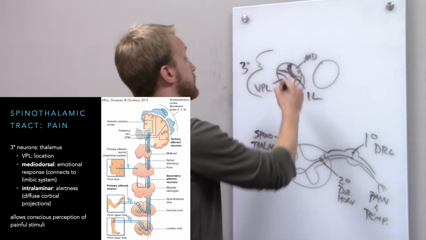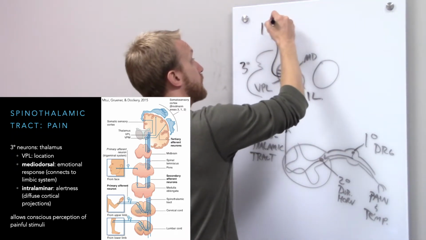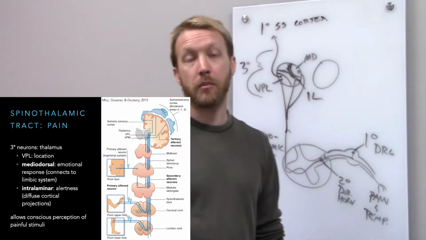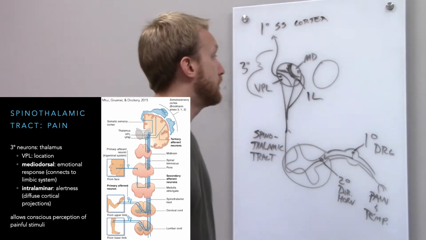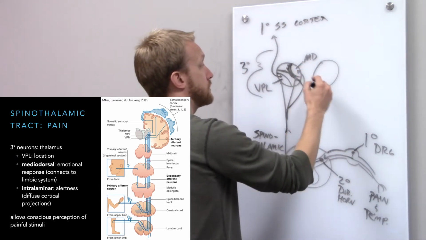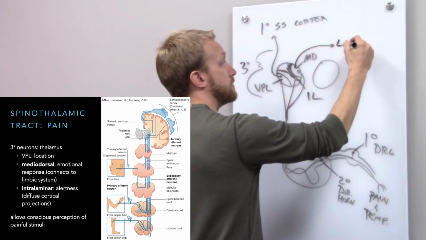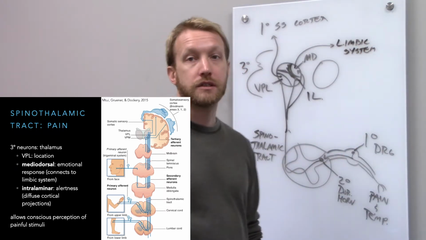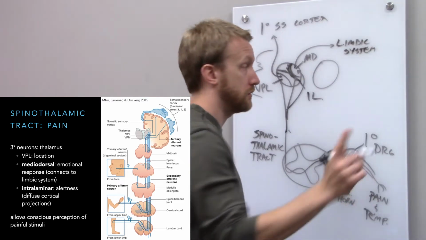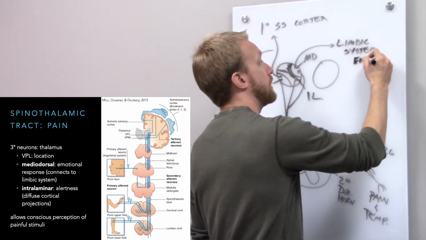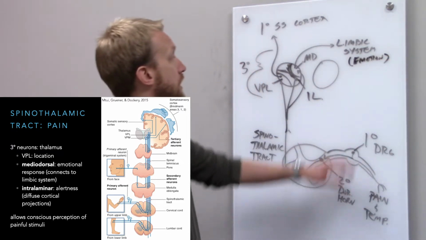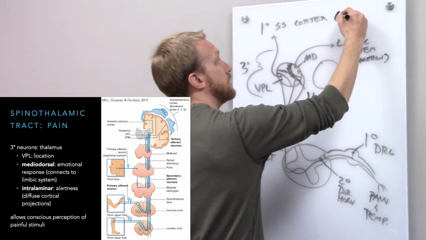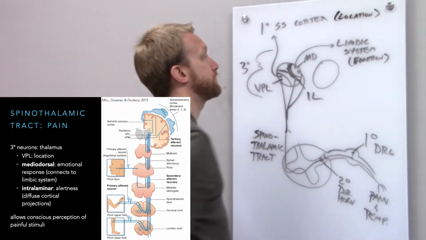Now, the ventral posterolateral nucleus still projects up to the primary somatosensory cortex, so we know where the pain is. Now, the thing about pain is that it doesn't feel very good. That's created by the mediodorsal nucleus, which projects to the limbic system. The limbic system is a collection of brain regions involved with memory and emotion. So the emotional aspect of pain is created through that mediodorsal nucleus projection to the limbic system. Primary somatosensory cortex is just all about location.